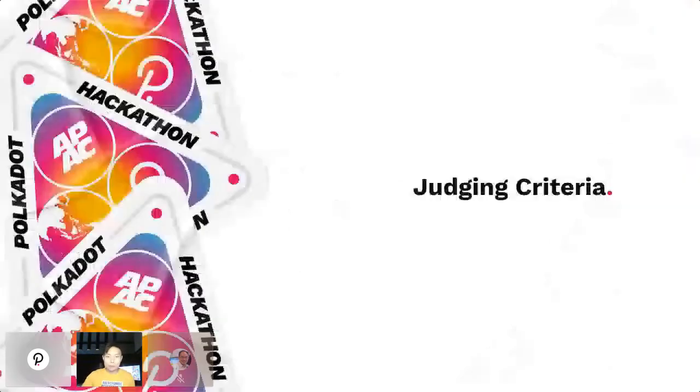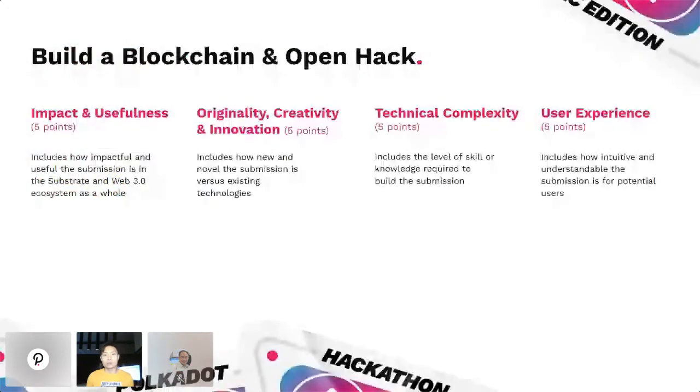So while you're working on a project, I believe it's really important for you to understand what the judging criteria are. For Build a Blockchain and OpenHack, they are basically judged with the same 4 criteria. 1, the impact and usefulness of the project. 2, the originality of the project. 3, its technical complexity. And 4, the user experience, whether or not the UI/UX is carefully thought out for the user as well.